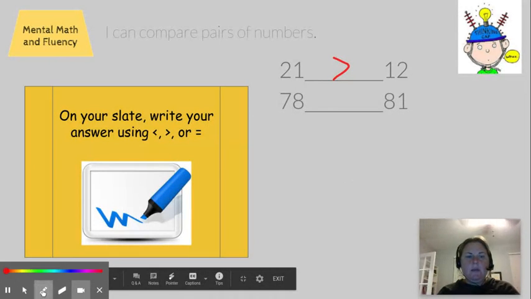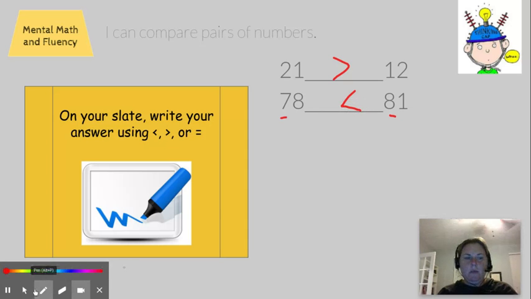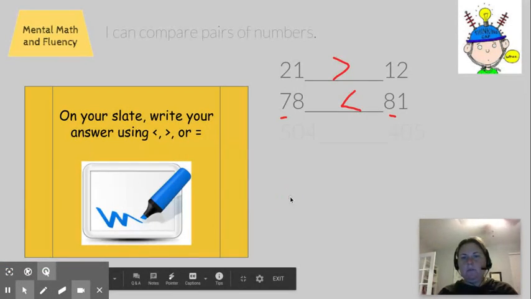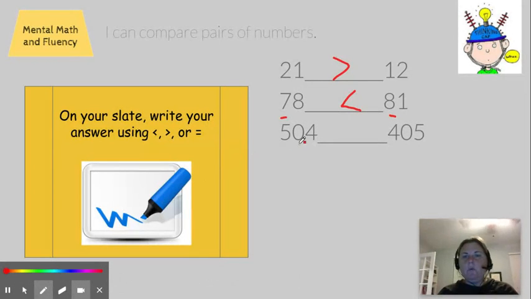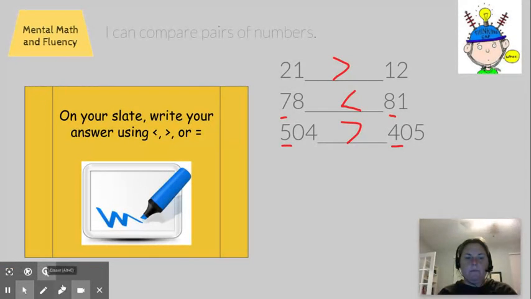Okay, let's go to the next one. 78. Is 78 greater than or less than 81? Well, let's look at the 10 spot right here and right here. 8 is bigger than 7, so we know that the alligator mouth is going to point to 81. Okay, let's do the next one. This might look tough, but you can do it. 504 and 405. Let's look at the 100 spot. We know that 5 is bigger than 4, so we're going to make our alligator mouth eat the 500.